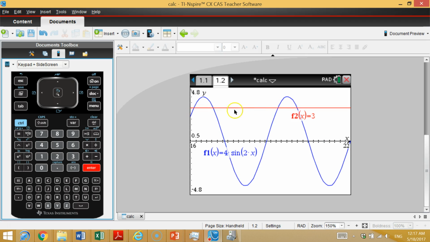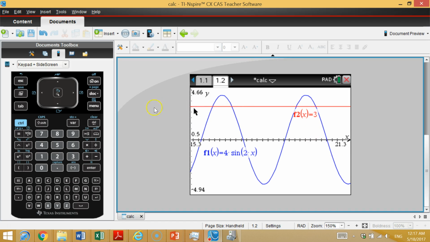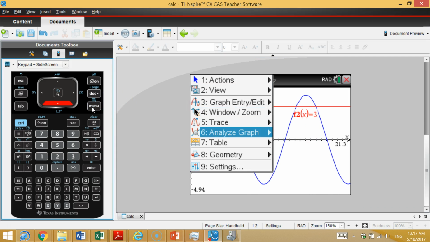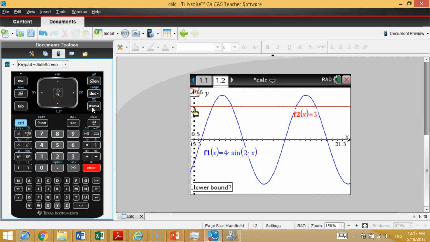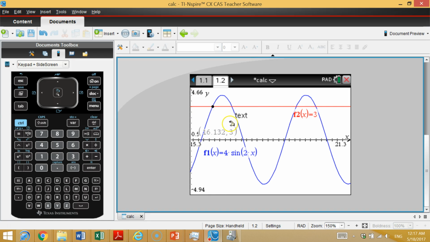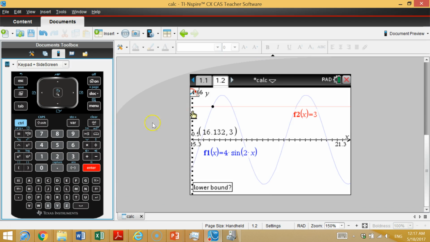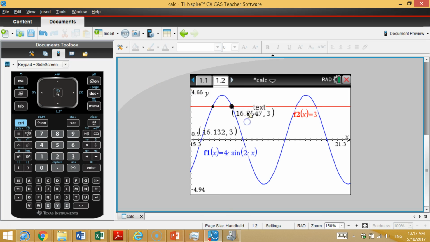Looks like I'm looking for 1, 2, 3, 4 intersection points. So I'm going to scroll over just a little bit, and I'm going to go to menu, analyze graph, intersection, cross through on the left. Looks like 16.132. And do that again. Analyze graph, intersection. I'm not going to do all 4 of these because you guys can do the rest of them, but it looks like we have 4 intersection points on that interval, and we can see that the graph, it's below to above to below to above to below.